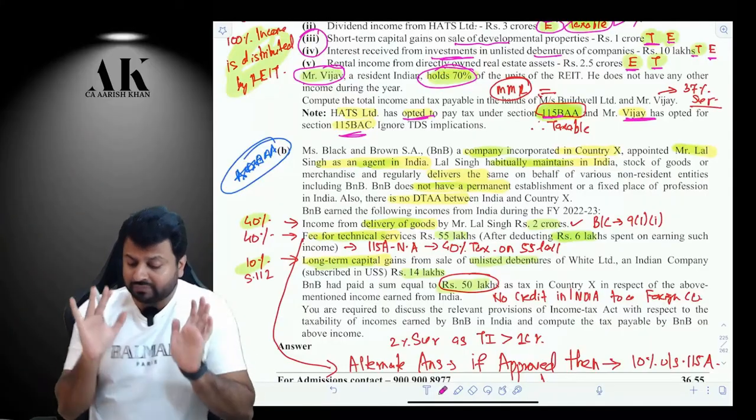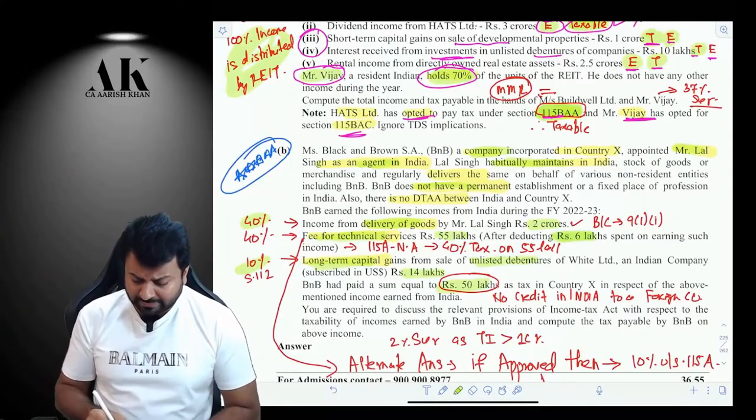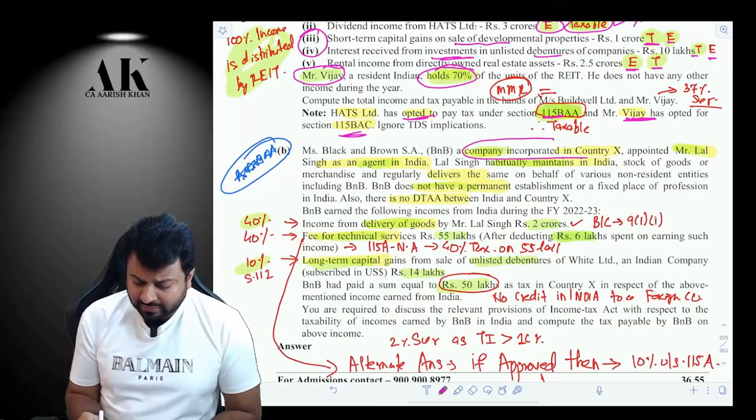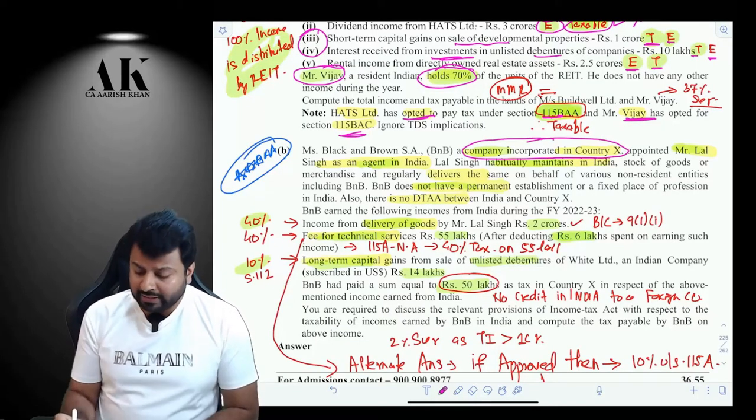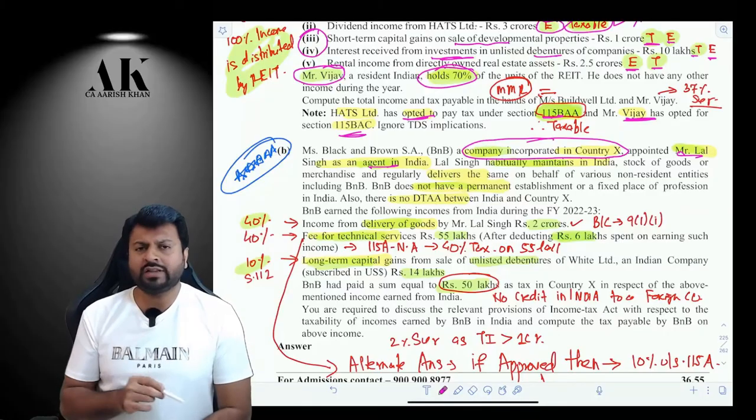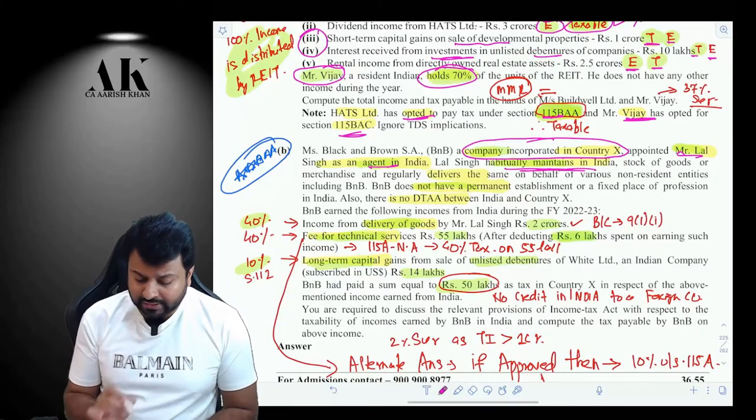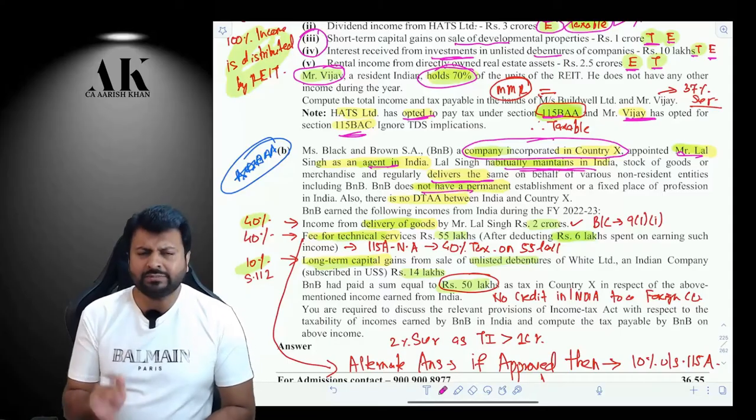The next question is also a very, very good question. What is happening in this question? There is a non-resident and a foreign company, Mr. X, who is appointing one agent in India. And what is the duty of that agent? That agent is habitually maintaining stock in India, is delivering the stock on behalf of the non-resident. The foreign company does not have a PE in India.